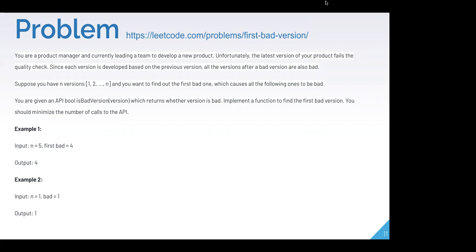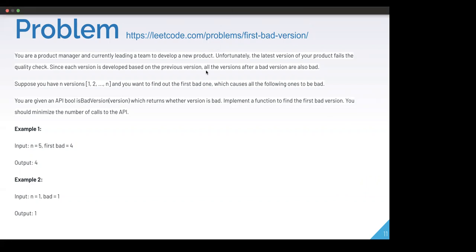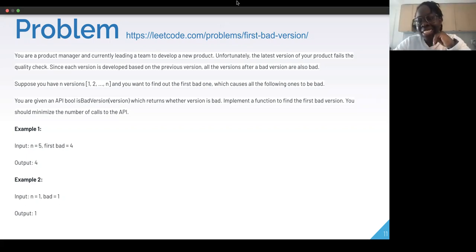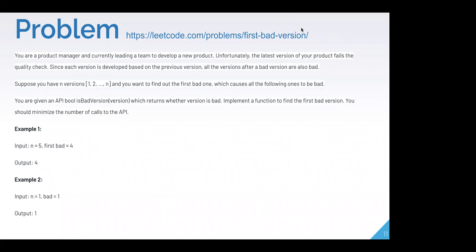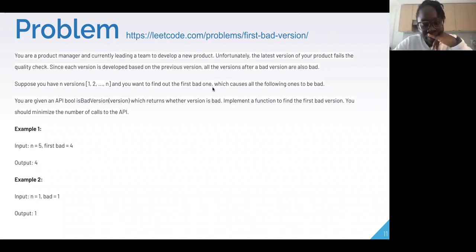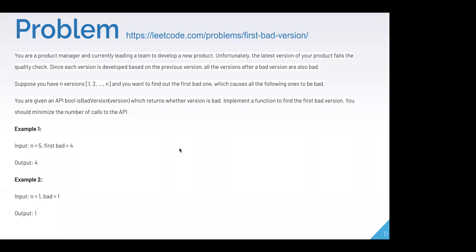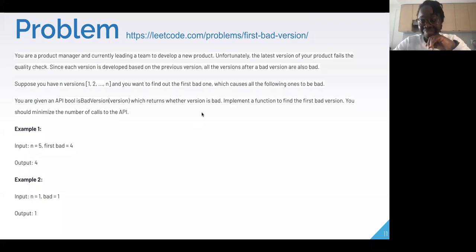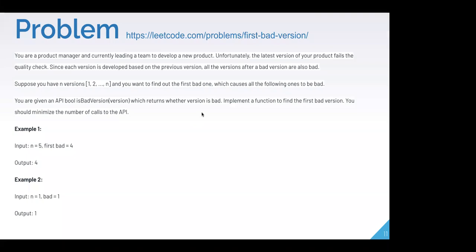Thank you. Okay. Before we move further, I would like to talk about the last part of the question. Is that you should minimize the number of calls to the API. I really want to understand that part in correlation with the statement before that, implement a function to find the first bad version, which I believe is the expectation. Now, you should minimize the number of calls to the API. I believe there is something extra that I need to do apart from implementing the function. I want to understand that part.